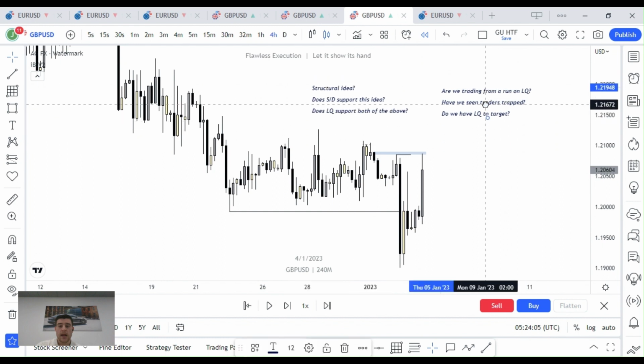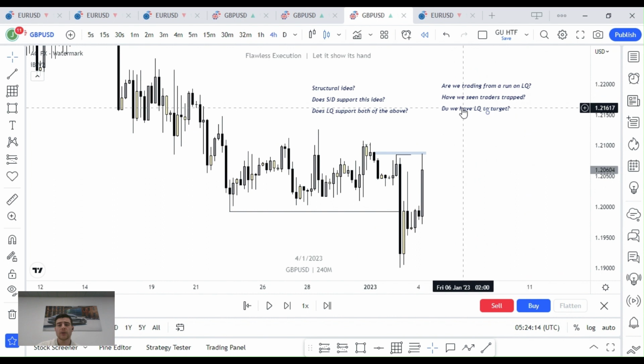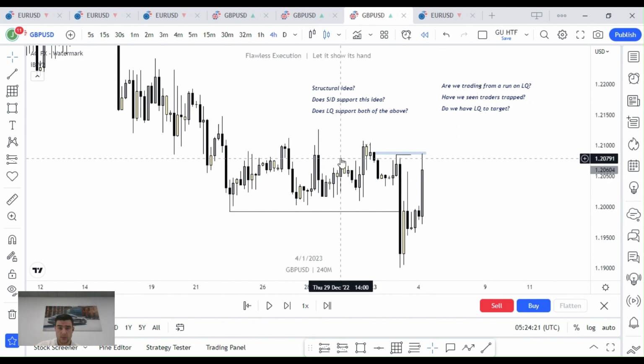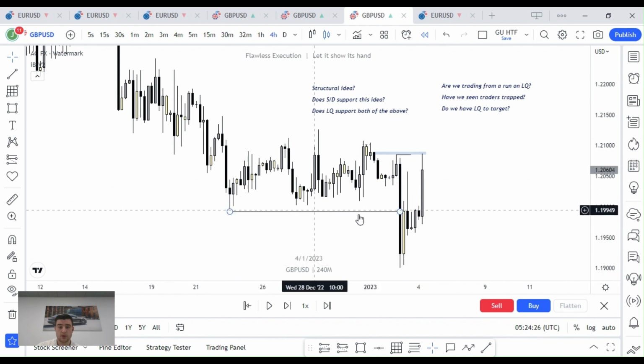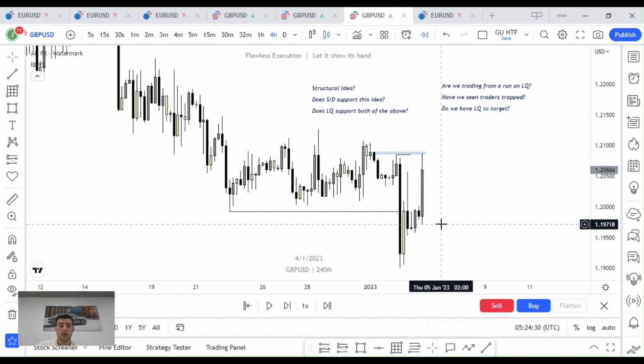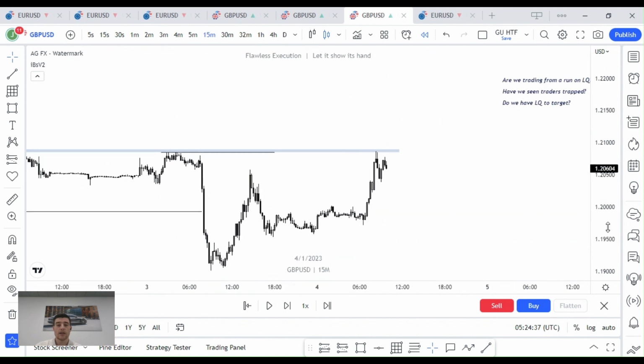Let me just move this here. And another one, are we trading from a run on liquidity? Have we seen traders trapped? This is more for the mid time frame. And do we have liquidity to target? Again, this is for our mid time frame. So are we trading from a run on liquidity? Yes, we are. We've seen this high run before giving us that sharp impulse down to obviously break structure. And do we have liquidity to target? We do on the mid time frames. So now we can start breaking this down overall.